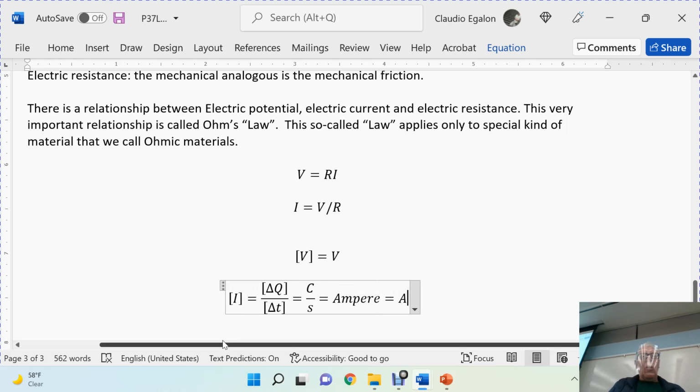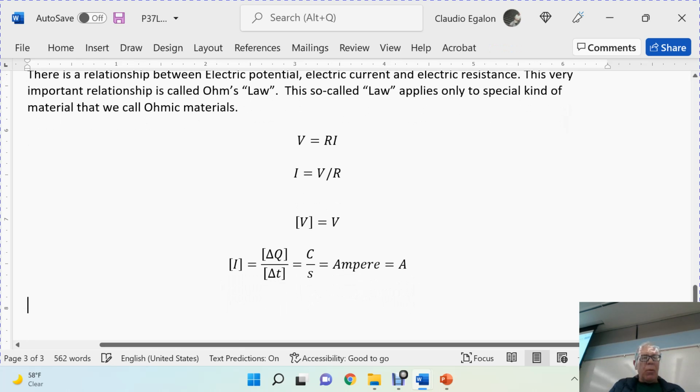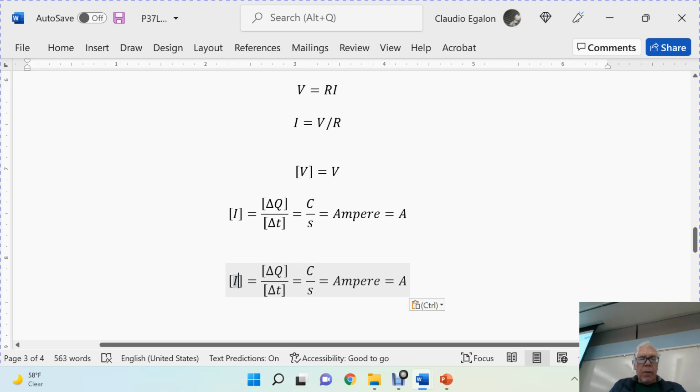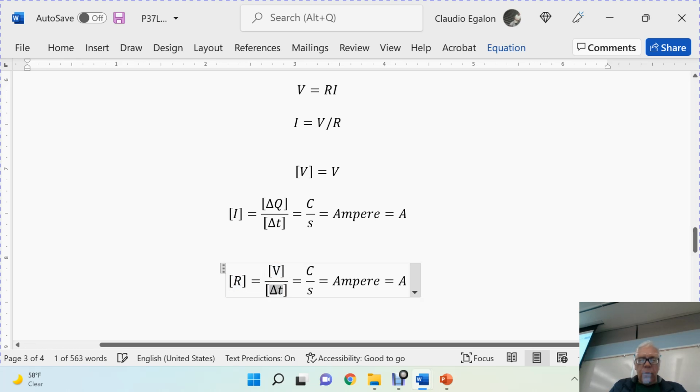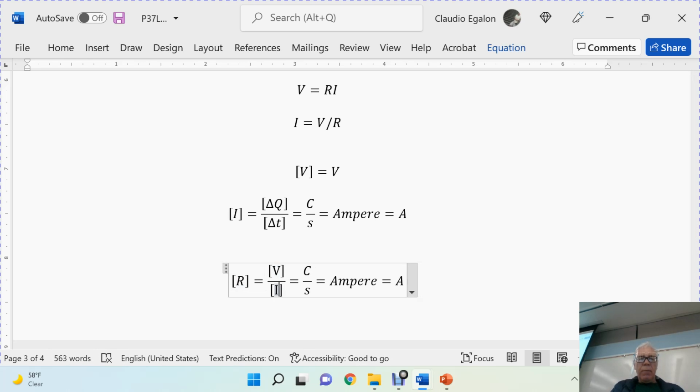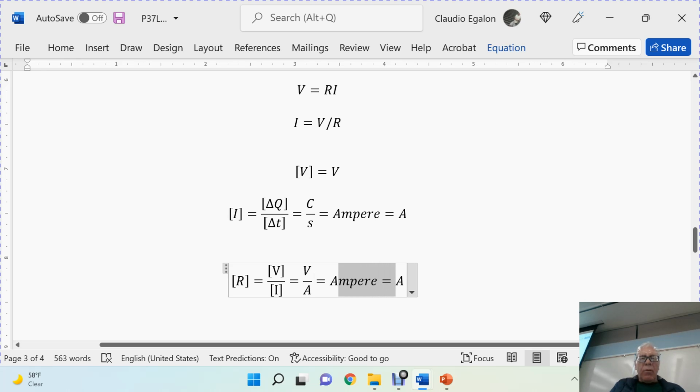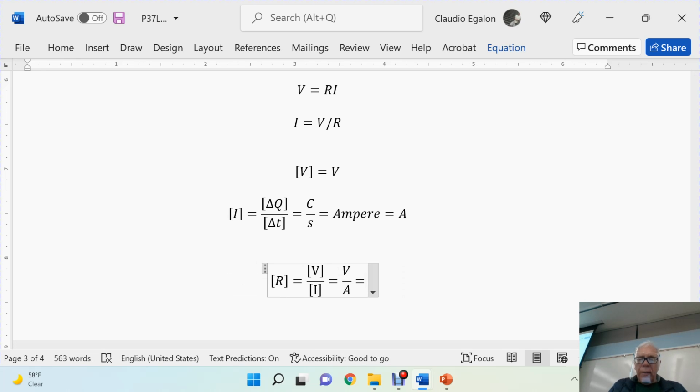Okay? So, the unit of resistance is going to be what? The unit of resistance is going to be the unit of voltage, the unit of electric potential, divided by the unit of current. The unit of electric potential is the V, the unit of current is the ampere. This unit appears so frequently in physics that we give it a name.